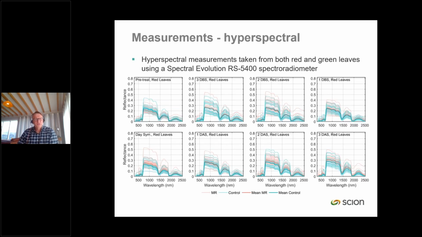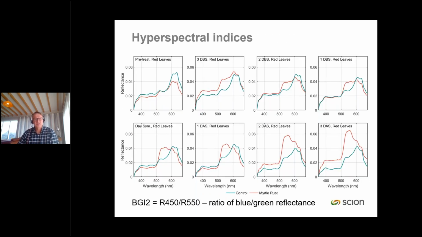So just to give you an example of what this data looks like, this is data collected from the red leaves, sorted according to the 8 infection stages from 3 days before symptoms through to 3 days after symptoms, and the pre-treatments also shown in the top left. The means for the Myrtle Rust and control plants are shown as thick lines, and the thin lines show the plant level variation. There's a lot of data to take in, so I just want to focus your attention on the visible part of the spectrum again and just blow this up and look at it in more detail because it is quite interesting what you can see from this part of the spectrum.